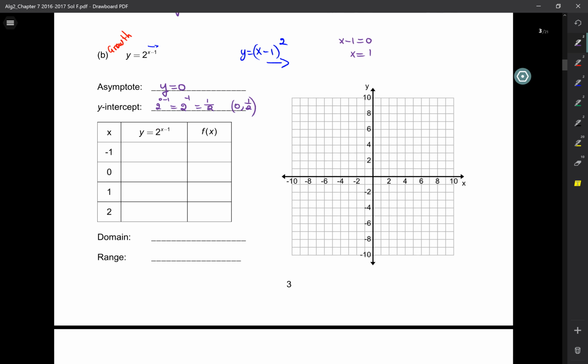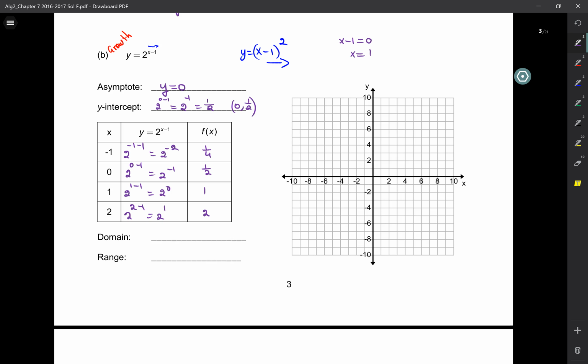Okay, let's start plugging these numbers in. So we're going to have 2 to the negative 1 minus 1, 2 to the 0 minus 1, 2 to the 1 minus 1, 2 to the 2 minus 1. All right, so I'm going to give you guys 2 minutes to complete this table, put the points on the graph, and graph this function. I'll stop this for 2 minutes and we'll come back.